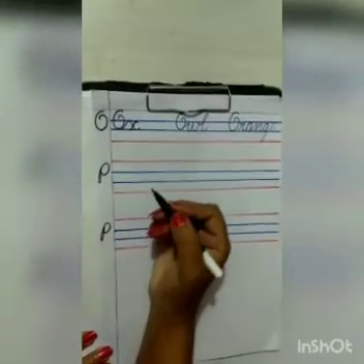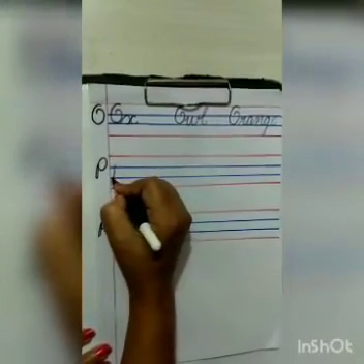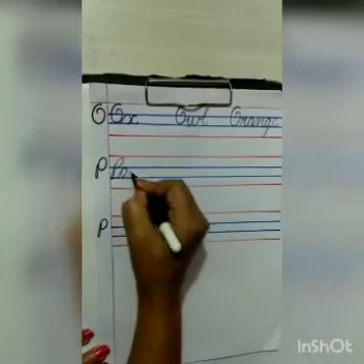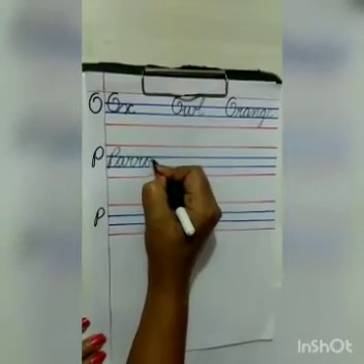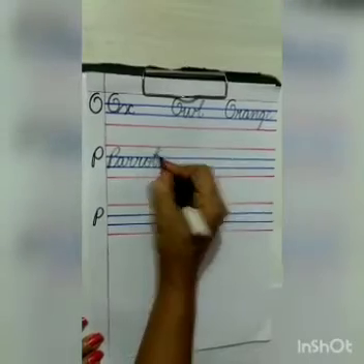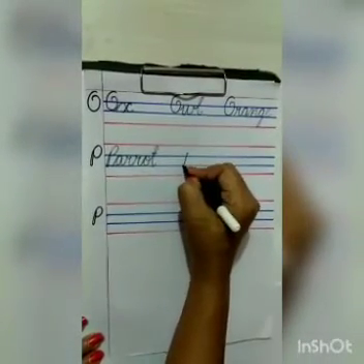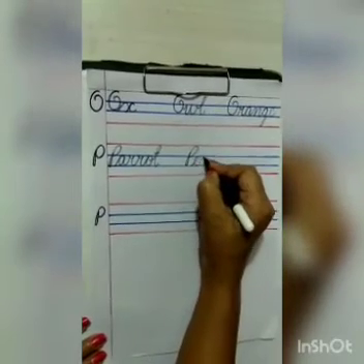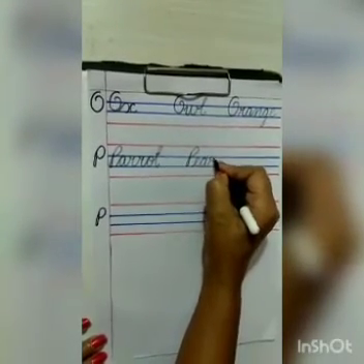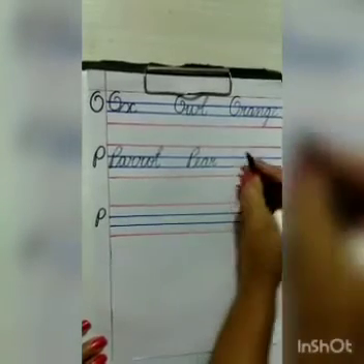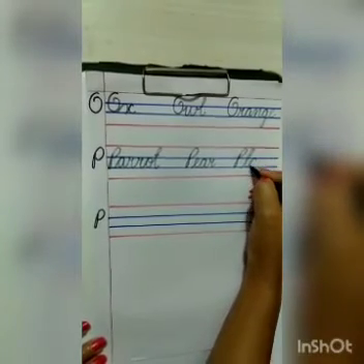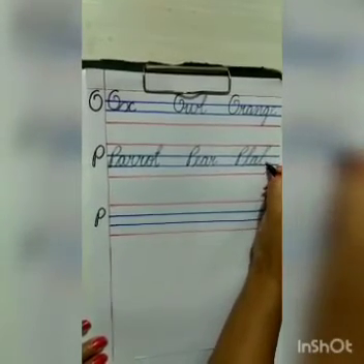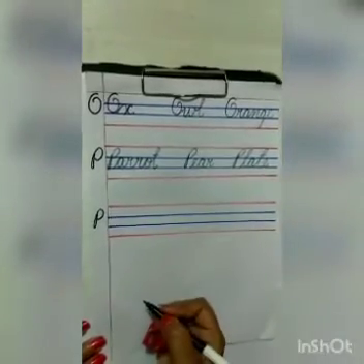P for what are the three words, children? P A double R O T, parrot. Then next comes P E A R, pear. Next comes P L A T E, plate. Okay, so let's repeat it once again.